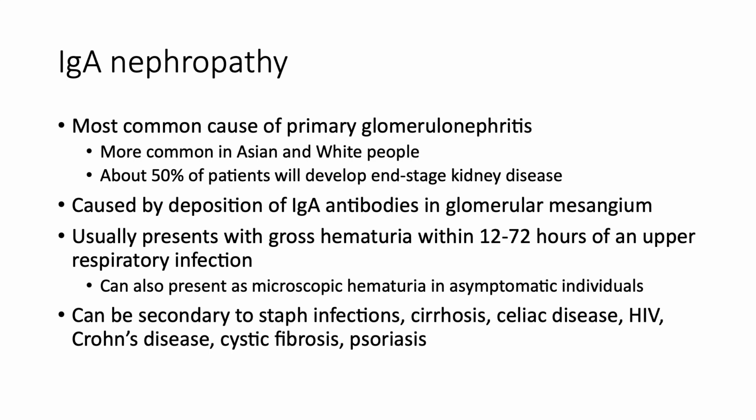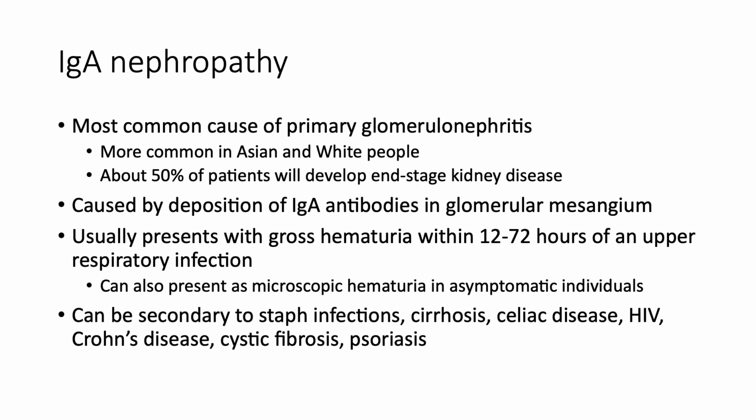IgA nephropathy is the most common cause of primary glomerulonephritis worldwide. It's more common in Asian and white people, and about 50% will go on to develop end-stage kidney disease, so it is a pretty significant problem. IgA nephropathy is caused by deposition of IgA antibodies in the glomerular mesangium, and it's usually going to occur 12 to 72 hours after an upper respiratory infection. It presents with gross hematuria, but you could also detect this with microscopic hematuria in asymptomatic individuals.